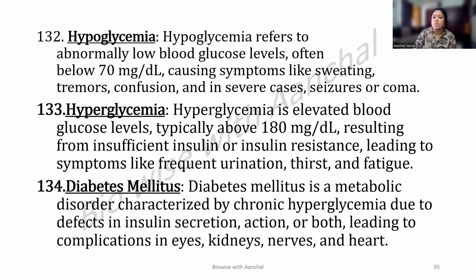Diabetes mellitus is a metabolic disorder characterized by chronic hyperglycemia due to defect in insulin secretion, action, or both leading to complication in eye, kidneys, nerves, and heart. This is the detailed definition. I have already given you the definition for mellitus and insipidus. That will also work.